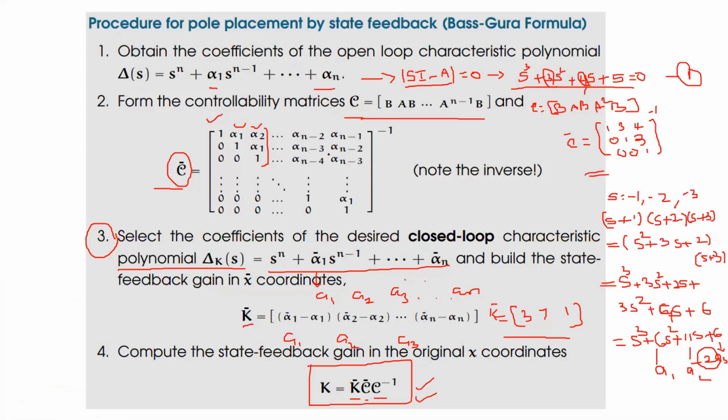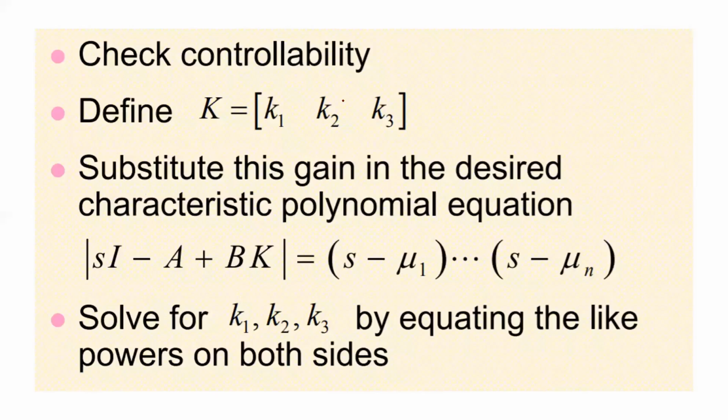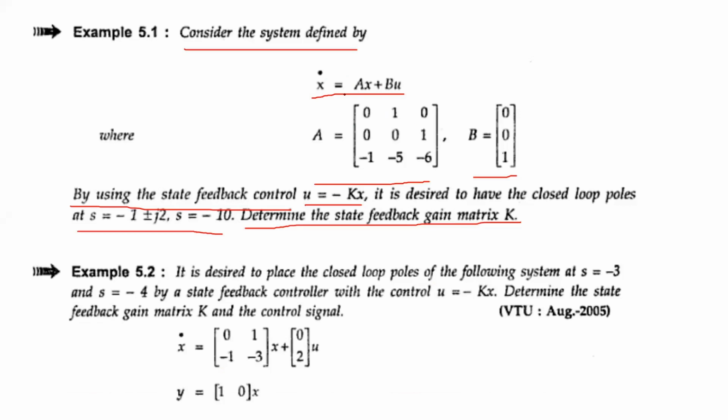I hope you understand. So what is the first polynomial? This polynomial we can obtain from the state equation. What is the state equation over there? x dot is equal to Ax plus Bu. A matrix is given, B matrix is given. Therefore, we already know that the characteristic polynomial is determinant of sI minus A is equal to 0.